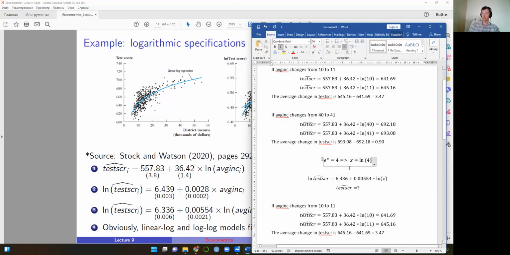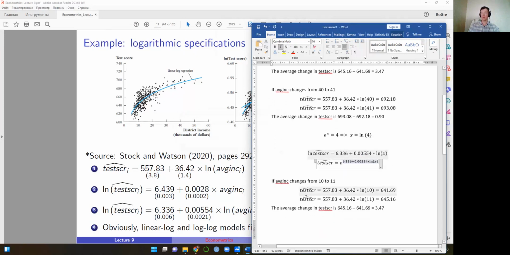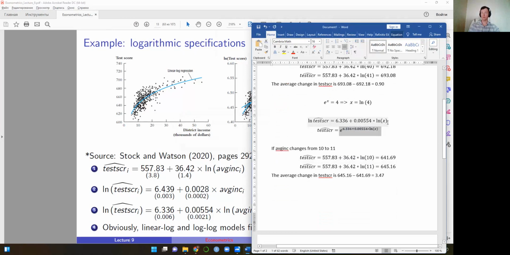And this is the inverse function. The exponential function is the inverse function of a logarithm. So if we have logarithm of something, and if we want to calculate this something, then we need to take the result and use this as a power to the exponent. That's correct. So we take e to the power of this. And this is one issue that we needed to raise here for you to understand how exactly you can calculate this prediction. So now if the average income changes, we are doing this calculation.